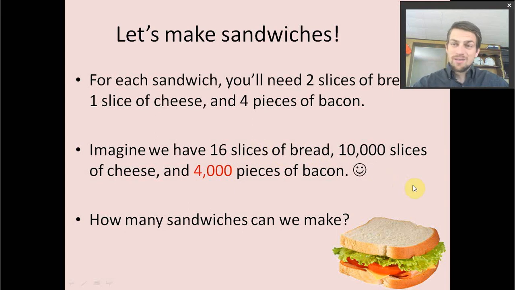So 16 slices of bread, remember, is only enough to make 8 sandwiches, because they each take 2 slices. So if we make 8 sandwiches, we're going to have plenty of cheese for that. We're only going to use 8 slices of cheese, and only 32 pieces of bacon, but that's all the sandwiches that we can make. So we can only make 8 sandwiches using these materials this time. In this case, you notice the bacon didn't run out first, but the bread did. So the bread limited how much of the sandwich we were allowed to make.